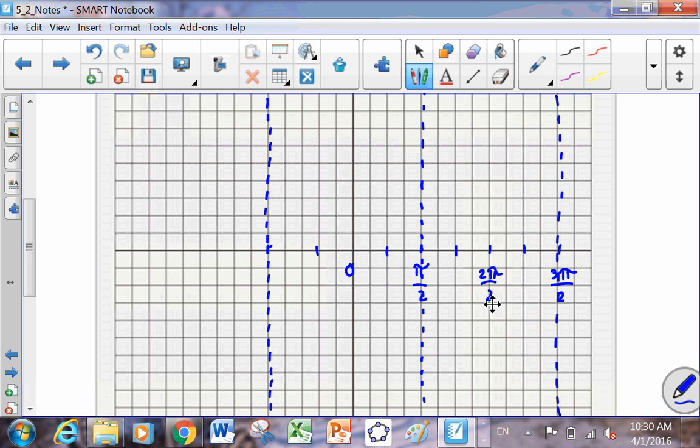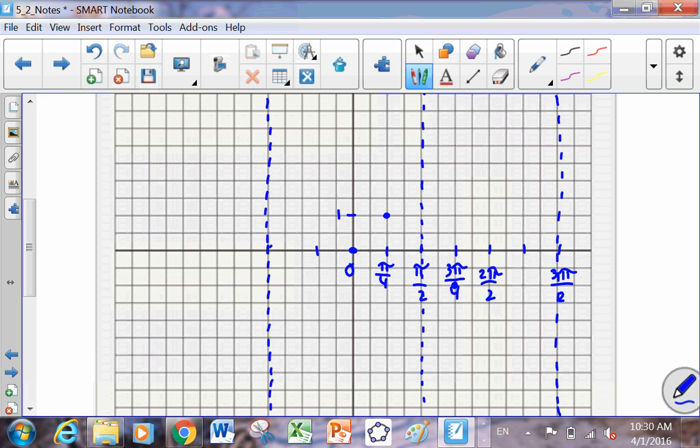Okay, so at 0, we said it's 0. And at pi over 4, what did we say? It was 1. So at pi over 4, it's 1. And if I keep going here, the other one was 3 pi over 4. Negative 1.